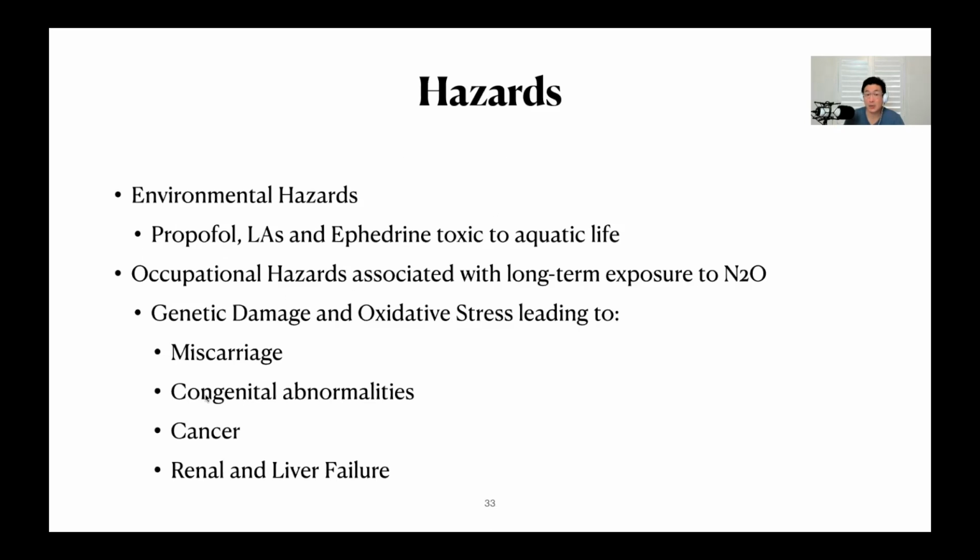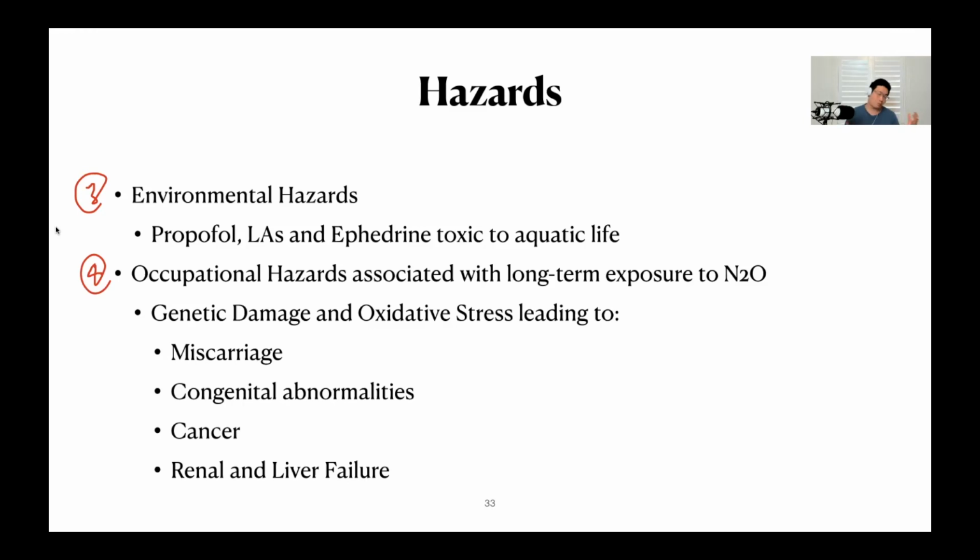This one I will include, environmental hazards. So the hazards can be divided into environmental hazards and occupational hazards. And you can see quite nicely, this is points 3 and 4. I would probably just put this on the last page. Not much to write here other than to say that propofol, local anesthetics, and ephedrine are toxic to aquatic life. And the occupational hazards is primarily associated with long-term exposure to nitrous.